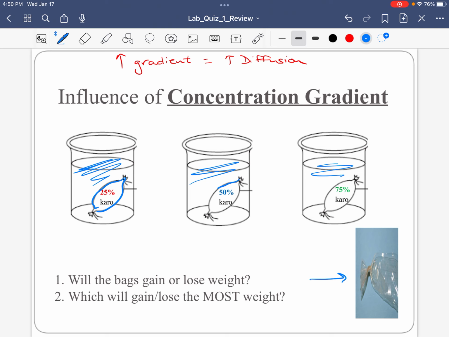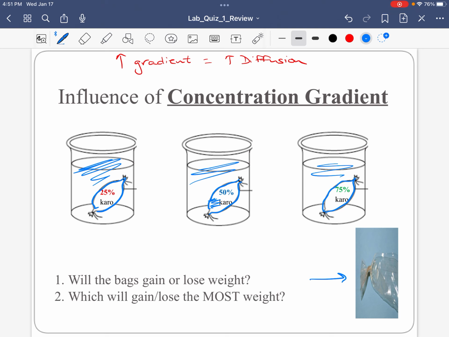In the lab, we would have made these 3 bags of sugar, and these sugar bags were a different concentration of sugar. We had a 25% sugar, meaning that bag had a fluid that was 25% sugar and 75% water. A 50% sugar bag, meaning inside the bag was 50% sugar, 50% water, and a 75% bag, which had 75% Karo, 25% water. I would have asked you, will the bags gain or lose weight, and which will gain the most weight?